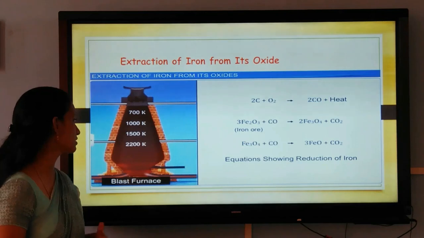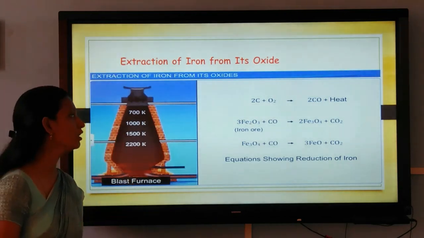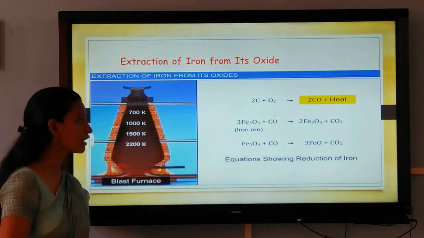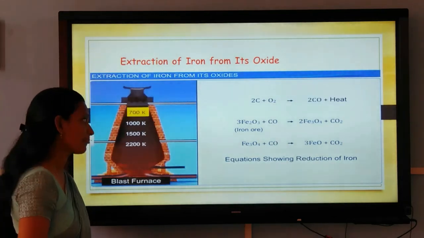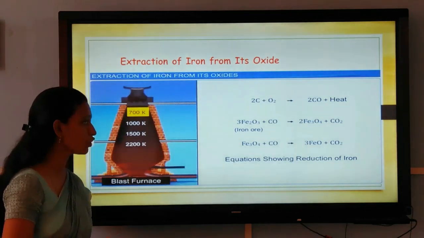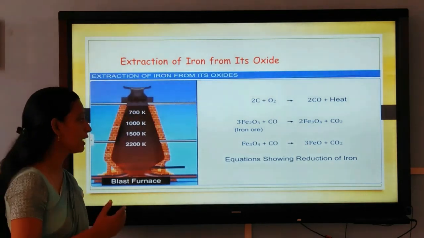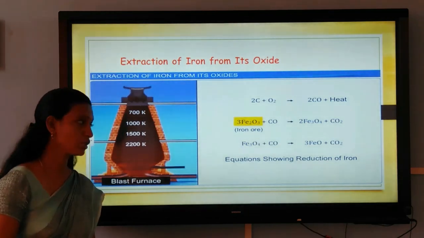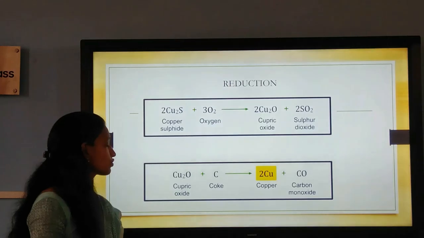part of the blast furnace, that is at a lower temperature, you see that Fe2O3 and Fe3O4 are reduced by carbon monoxide. Here Fe2O3 reacts with carbon monoxide to give you Fe3O4 and CO2, and Fe3O4 plus CO again gives you FeO and CO. Copper is usually extracted from the sulfide.